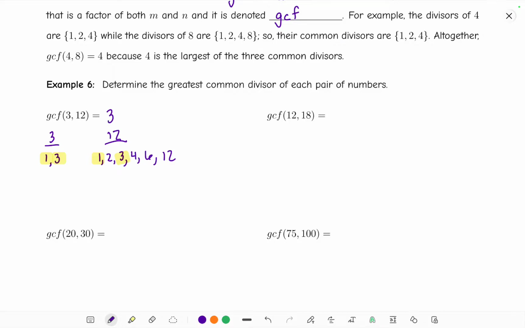So that's the brute way of doing it, just finding all the factors and finding which ones they have in common. I'm going to show you the factor tree method now. So what you do is you find the factor tree of both the numbers. And then you find what prime factors they have in common. So they have a 2 in common and they have a 3 in common. So the GCF will be 2 times 3, which is 6.